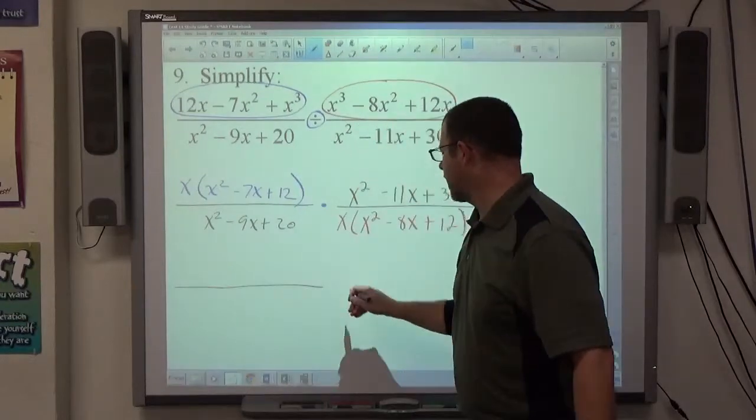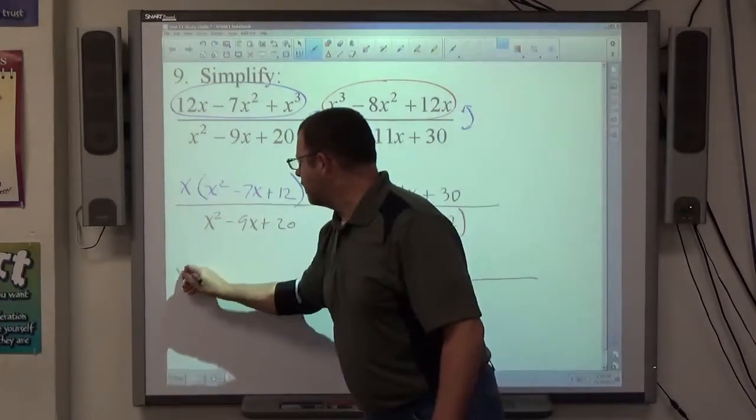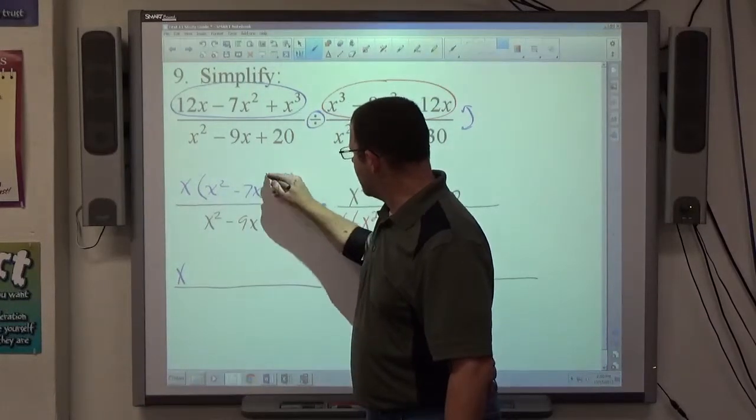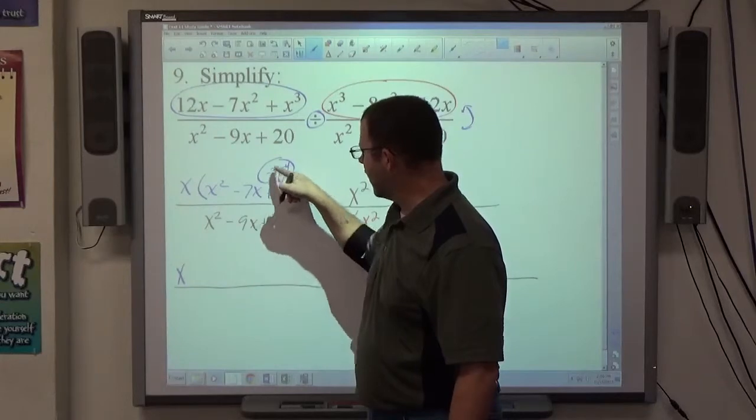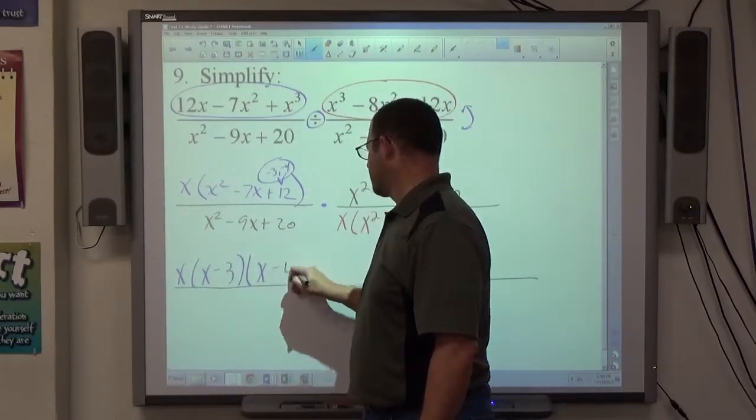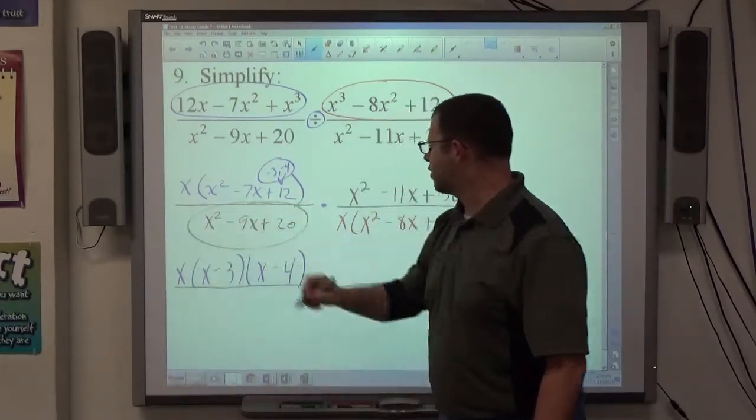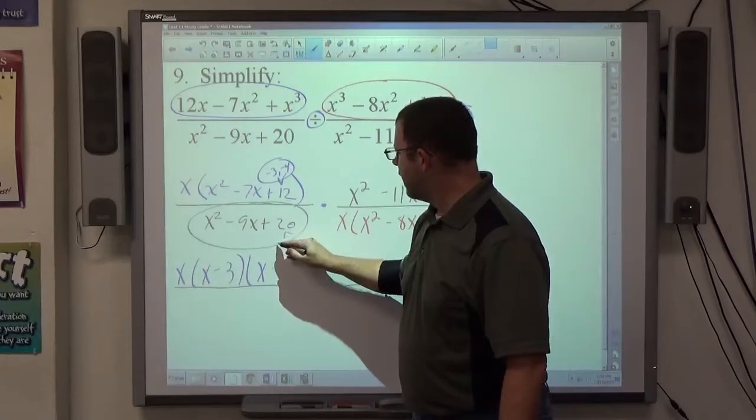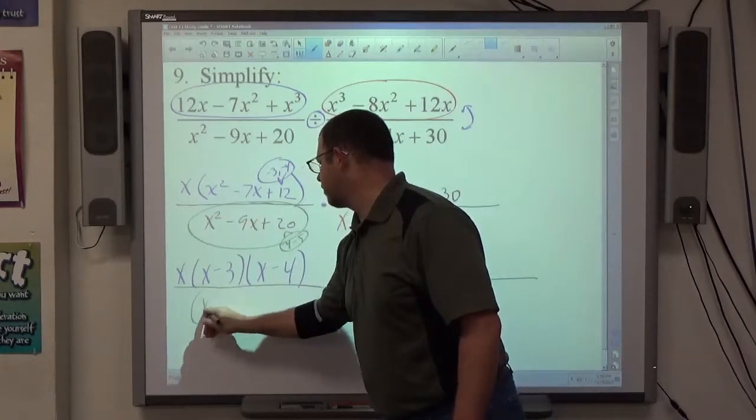So I got this times this. So x is already out. 12 will be negative 3 and negative 4, which multiply to make 12. They add to make negative 7. So x minus 3, x minus 4 goes on this one. On the bottom here, x squared minus 9x plus 20, negative 4 and negative 5, so x minus 4, x minus 5.